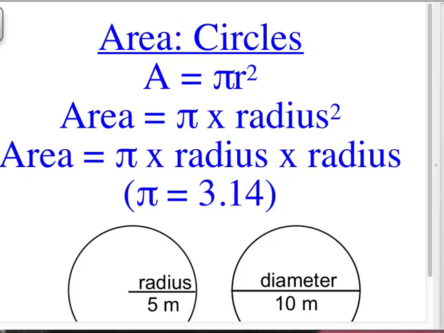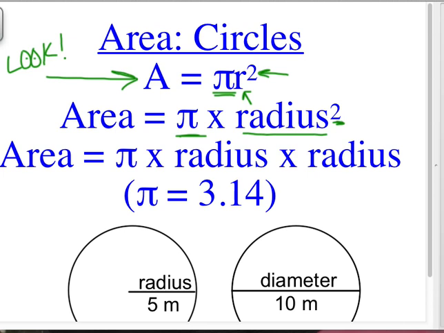Now there's a formula involved. Area of circles is equal to this formula right here. This is where it's at. Area is equal to pi r squared, which really means pi times the radius squared, which really means pi times the radius times the radius again, if you really break it down.